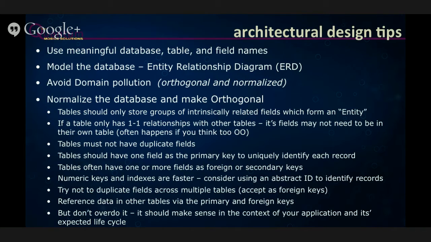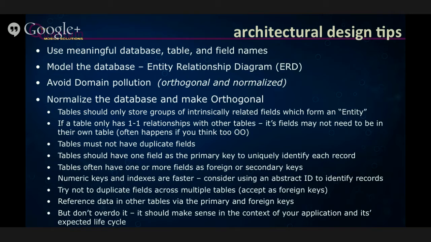And the other thing to avoid is domain pollution, or what's sometimes called make the database orthogonal and normalized. And basically what that means is that any table should only store groups of intrinsically related data. So if 2 bits of data in there basically have no relationship, they're not part of the same entity, they shouldn't be in the same table. There's 1 or 2 exceptions. You might use something for convenience, but on the whole, that's the rule that you use.